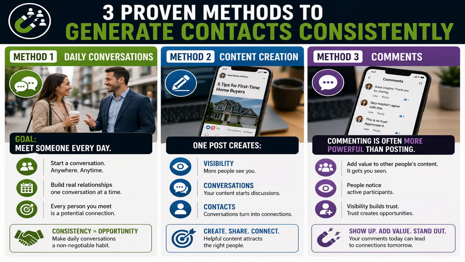Method two is create content. Visibility. More people see you. If they see you online and they can see that you're doing things and offering information, education, advice, value-based proposition, it builds trust, rapport, credibility. What that will help you do is not have to do so much of that when you meet the person because it's already been done online. Content can start conversation discussions, and then you can move the discussions to DMs and then to calendar appointments. And then conversations turn into connections. So you want to create, share, and connect with people.